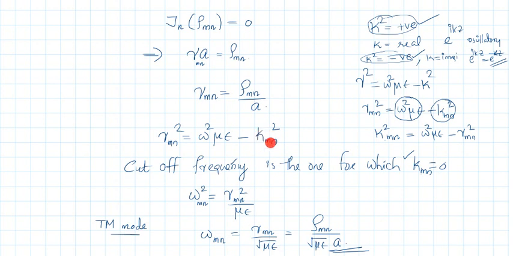Putting k equal to 0, you will get omega square mu epsilon equal to gamma mn square. That particular frequency you can denote as omega mn square, that is gamma mn square by mu epsilon. So omega mn is gamma mn divided by square root mu epsilon. Gamma mn is nothing but rho mn, so it is rho mn divided by square root mu epsilon into a. So this is the cutoff frequency of TM mode, transverse magnetic mode.